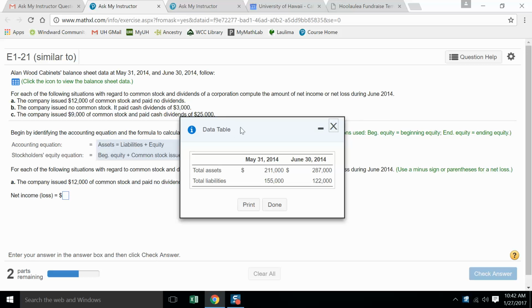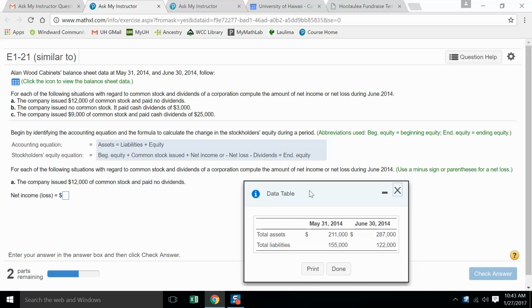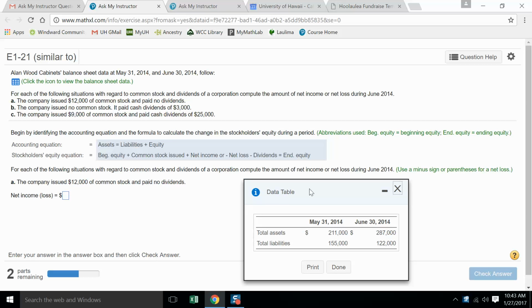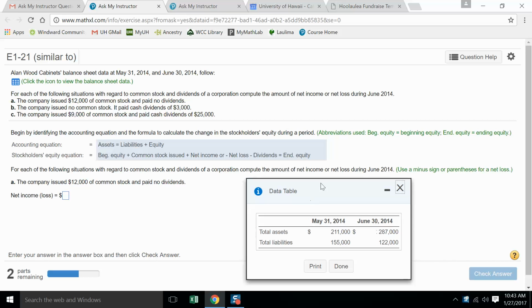Okay, so Jamie Lee, the way you look at this is you're trying to figure out what the net income or loss is. So if you see over here, it says beginning equity plus common stock issued plus net income minus net loss minus dividends equals ending equity. And it says that the company issued 12,000 in common stock. So your equation is actually sitting right here.